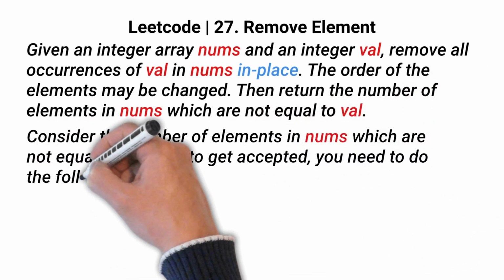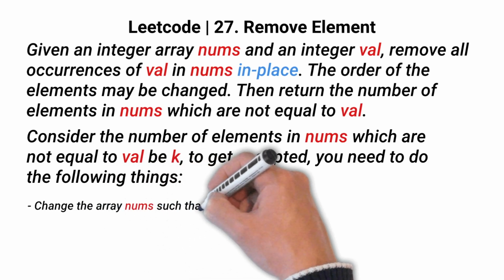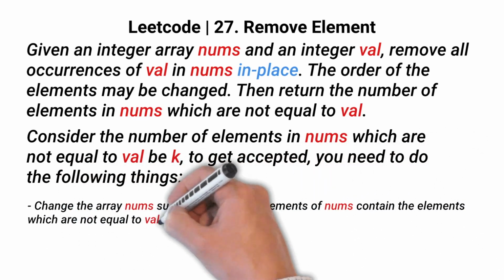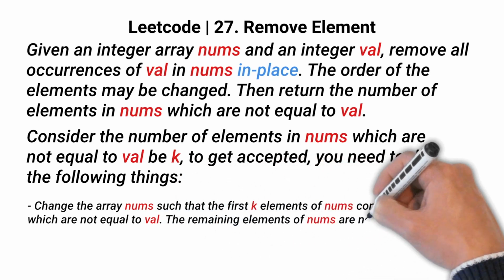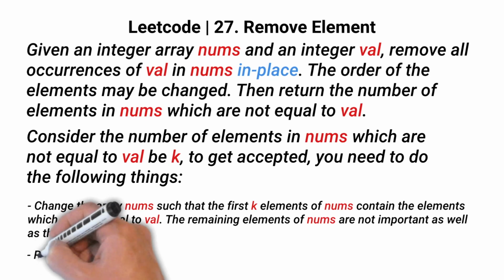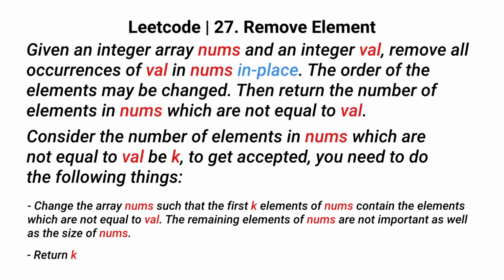To get accepted, you need to do the following things. Change the array nums such that the first k elements of nums contain the elements which are not equal to val. The remaining elements of nums are not important, as well as the size of nums. Return k.